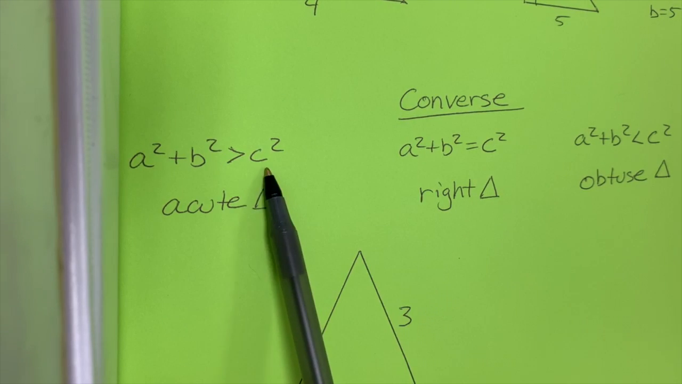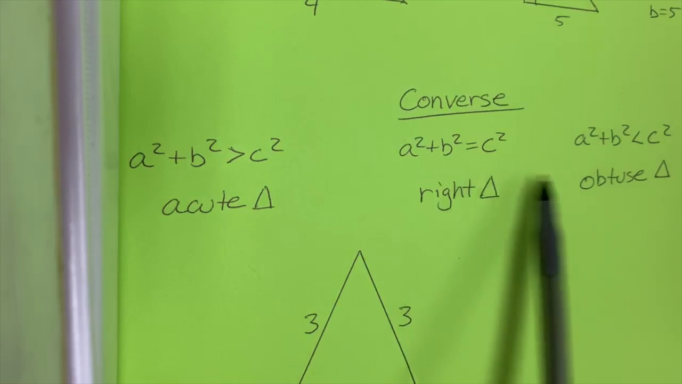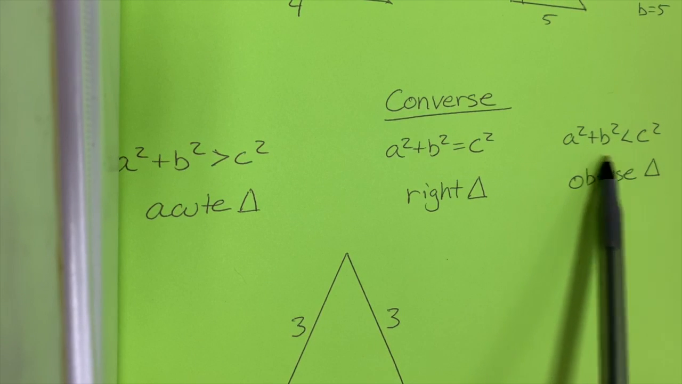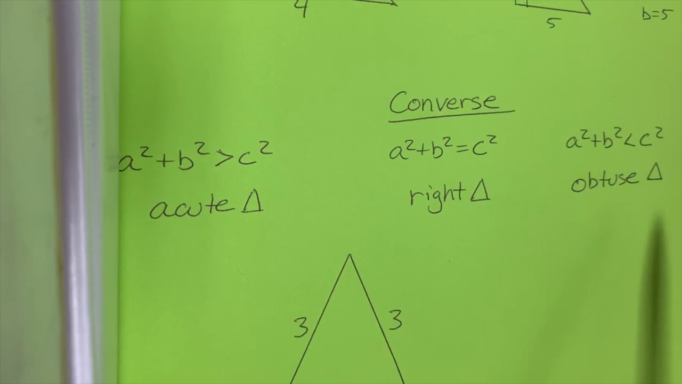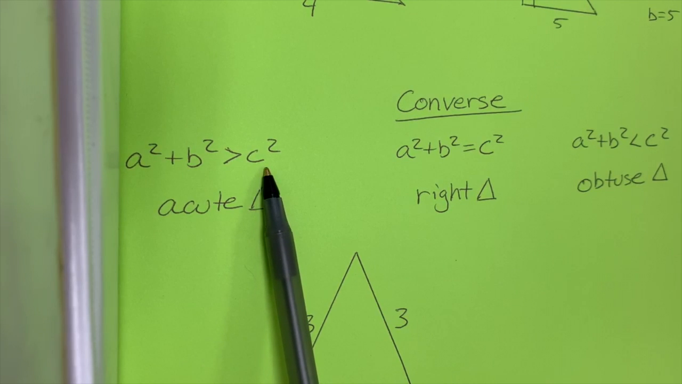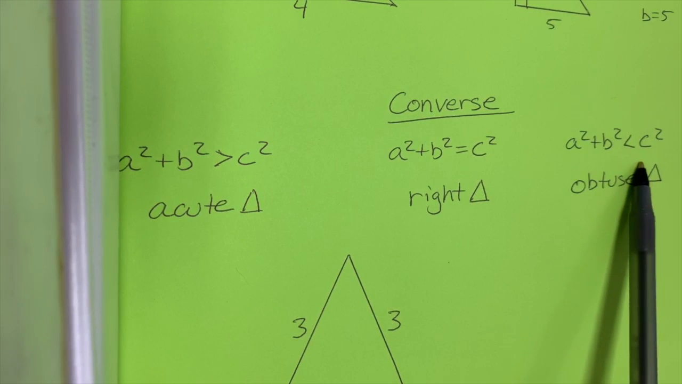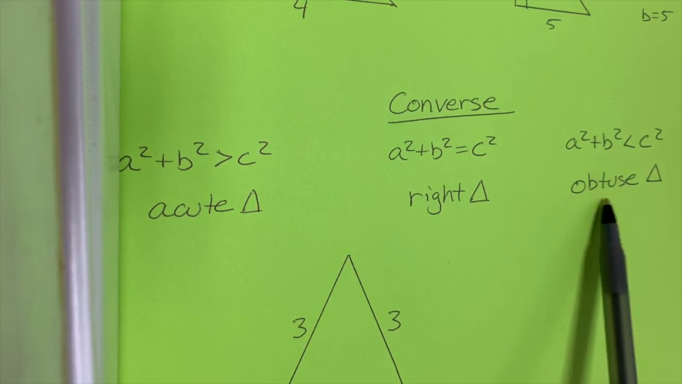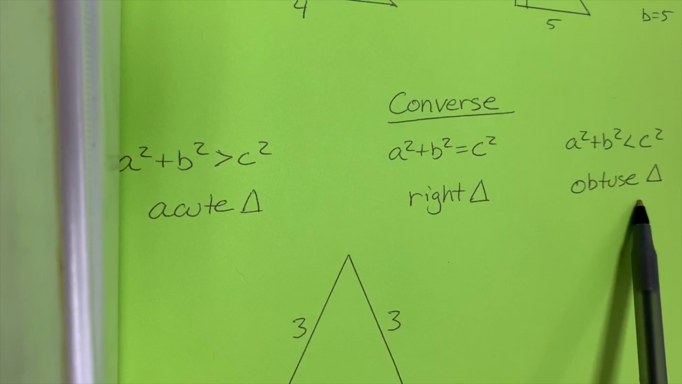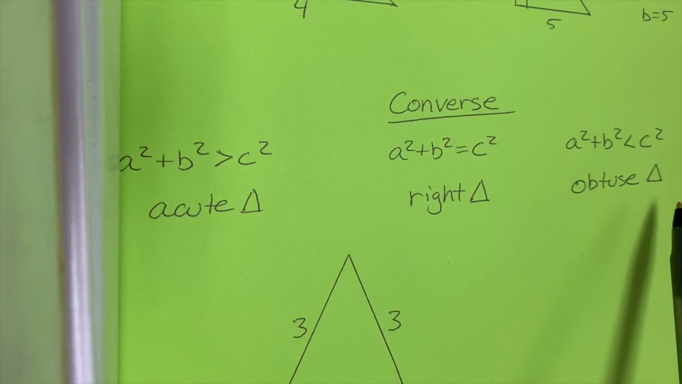But what happens if c squared is less than or c squared is greater than a squared plus b squared? Well, if c squared is less than a squared plus b squared, it's going to be an acute triangle. That means all of the angles are going to be less than 90 degrees. If c squared is greater than a squared plus b squared, then it's going to be an obtuse triangle. That means at least one angle is going to be greater than 90 degrees.